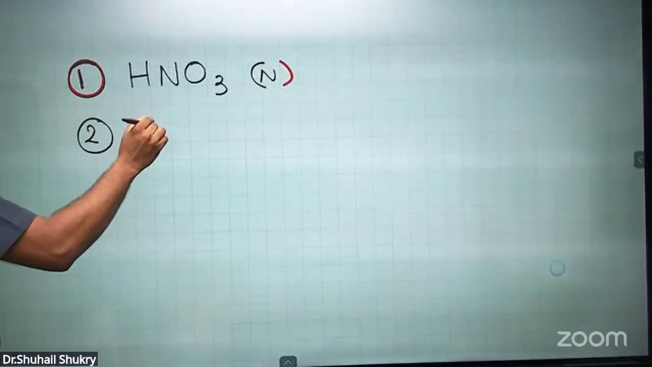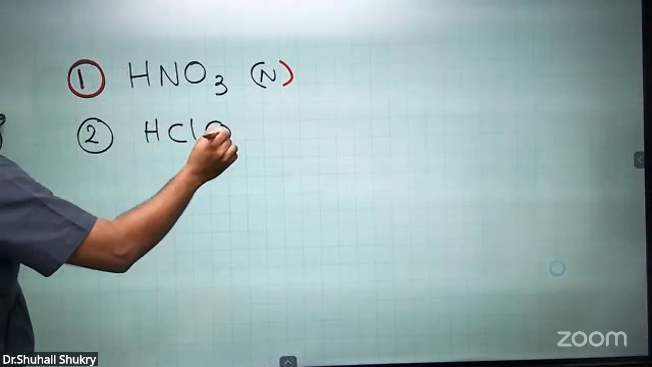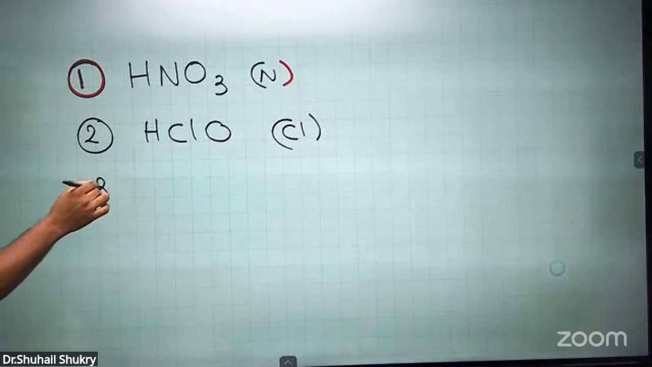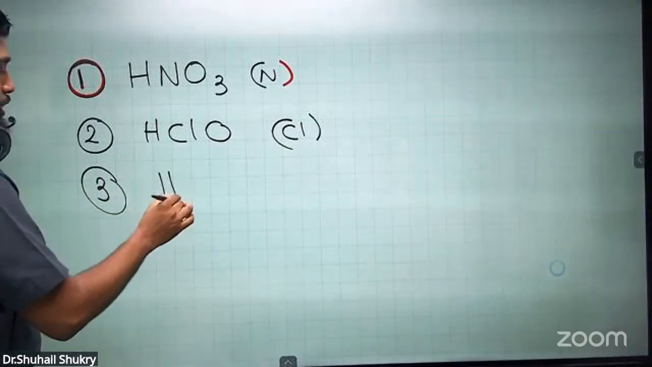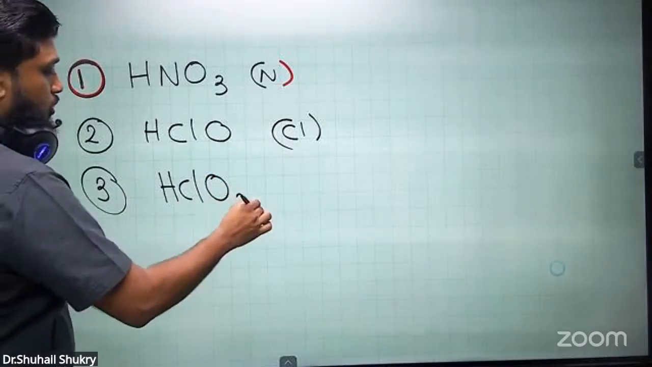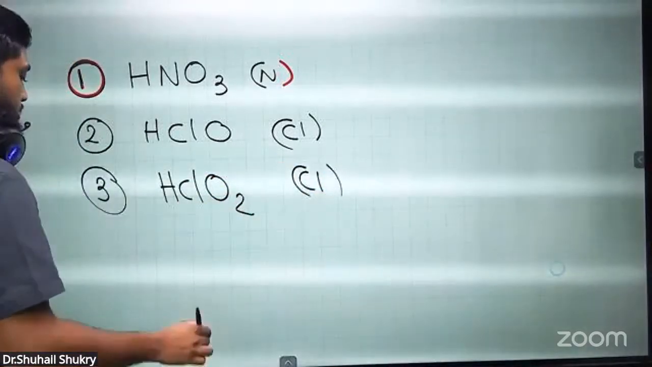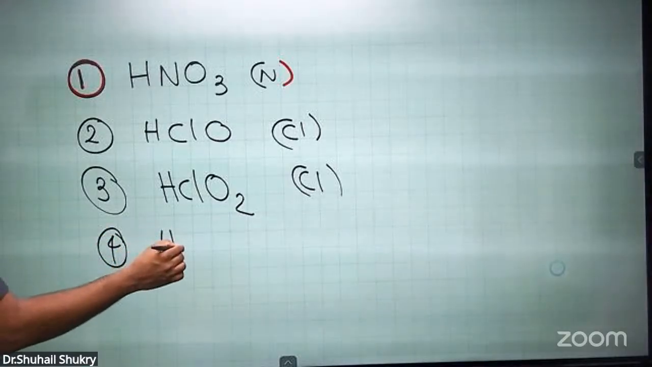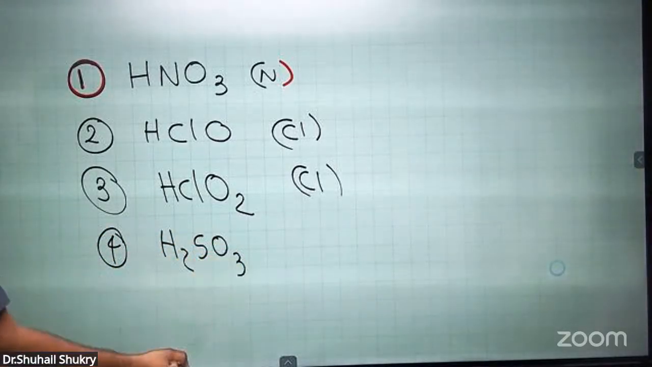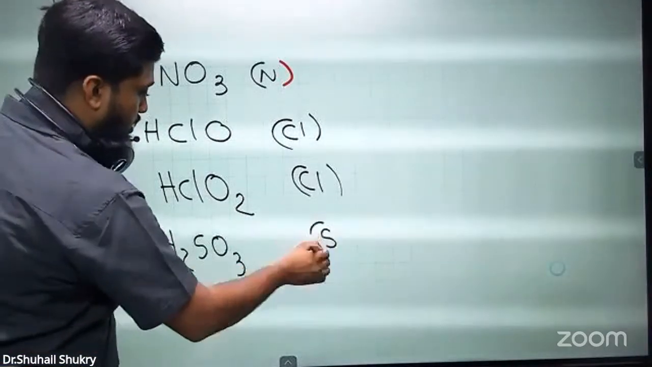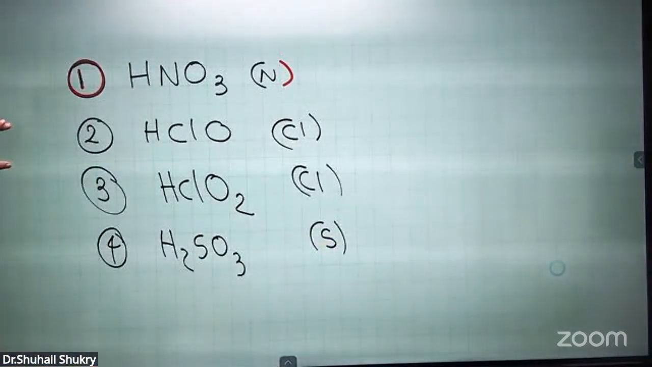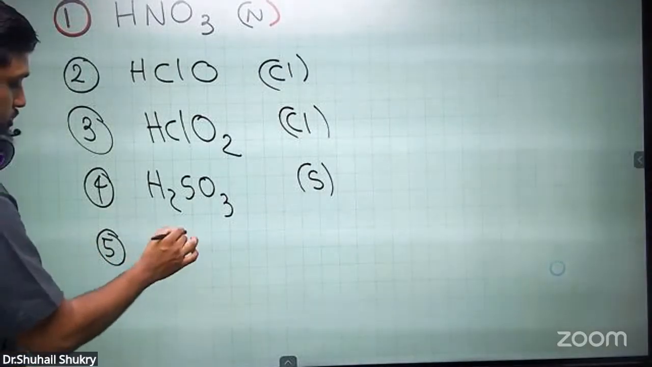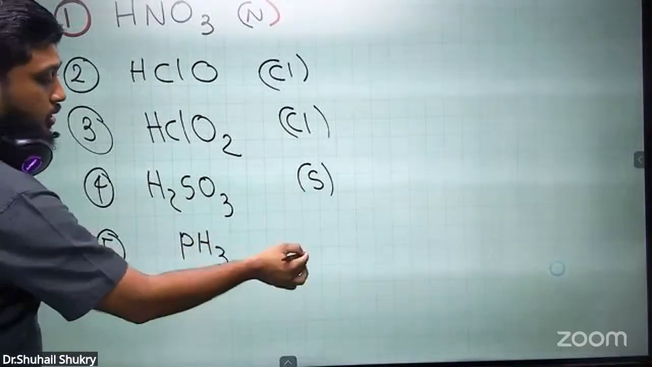Number 2, HClO. In this, you have to find chlorine's oxidation number. Number 3, HClO2, you have to find chlorine's oxidation number here. Number 4, H2SO3. You have to find the sulfur's oxidation number here, right? Number 5, PH3. You have to find phosphorus oxidation number here.